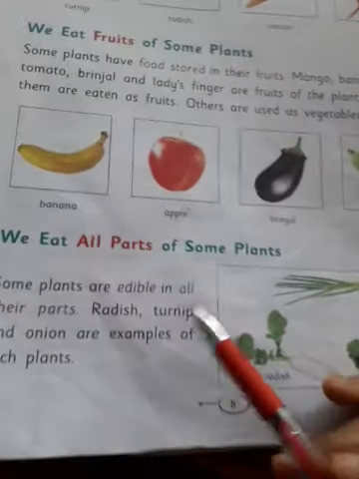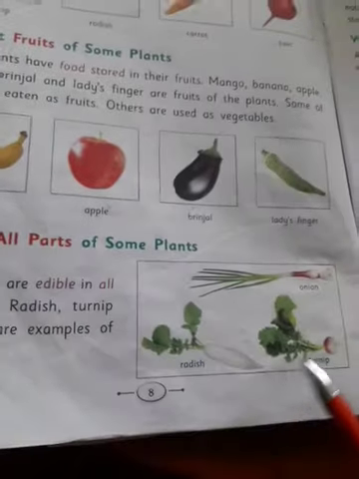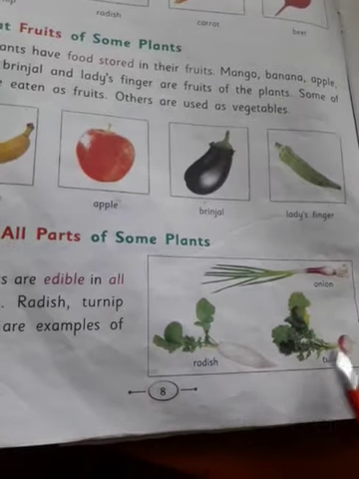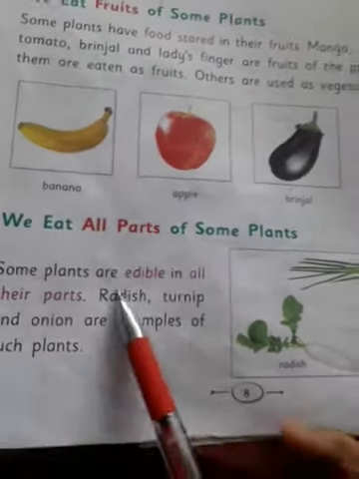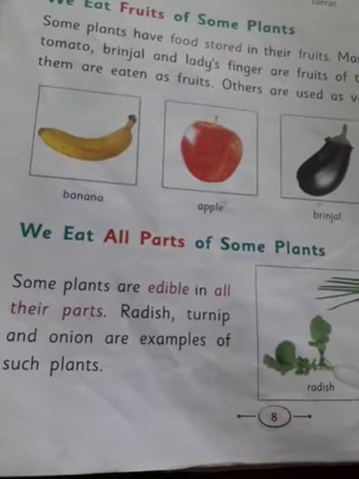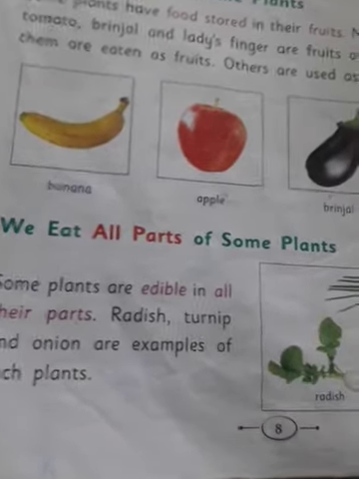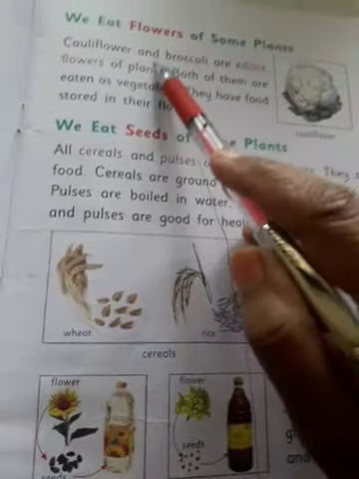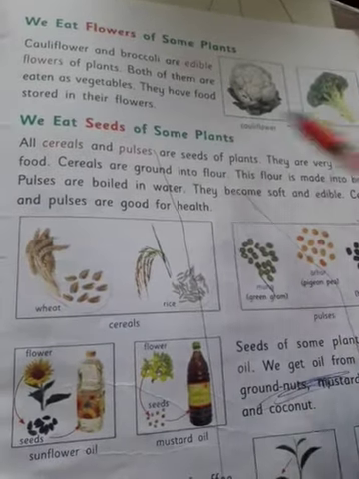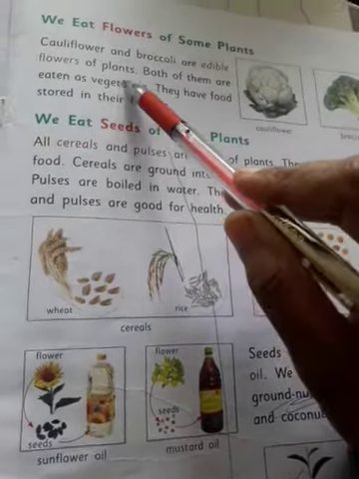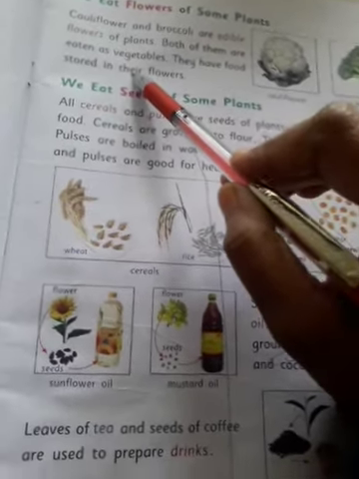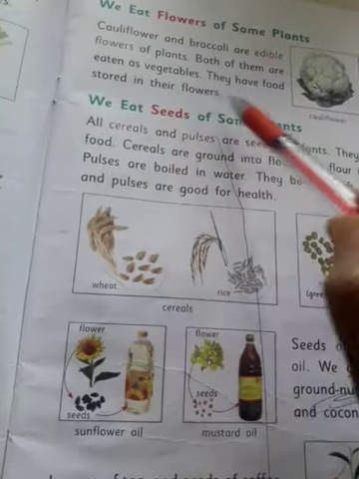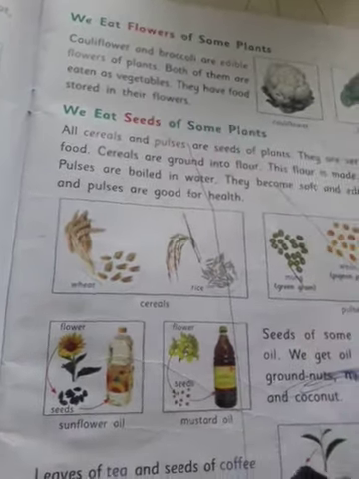We eat all parts of some plants, just like radish, turnip and onion. We eat all the parts of the plant, whether it is stem, root, leaves, all the things. Some plants are edible in all their parts, just like radish, turnip, onion are examples of such plants. And we eat flowers of some plants. Cauliflower and broccoli are edible flowers of plants. Both of them are eaten as vegetables.